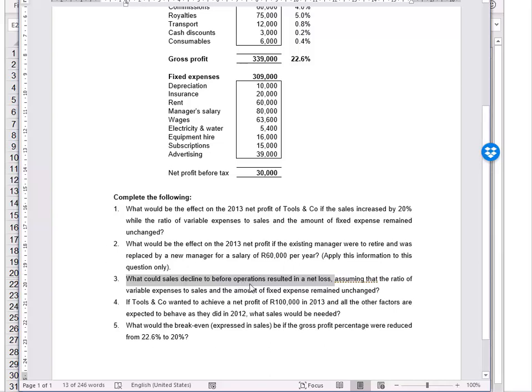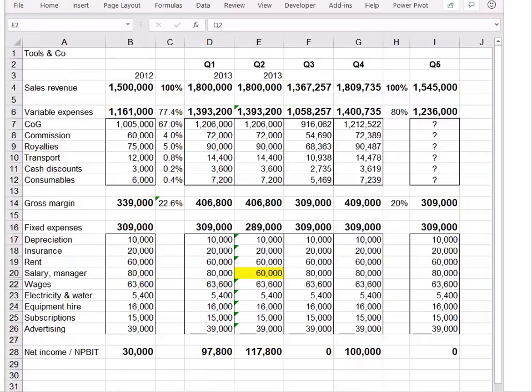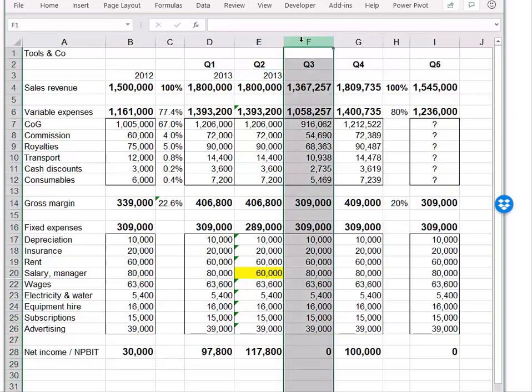Assuming the ratio of variable expenses and the amount of fixed costs remain unchanged, they're just saying use the existing data. So let's see what's happening for question 3. There's the profit of 0 just before we make a loss. Here are our fixed expenses, and we know at break-even the gross profit is equal to the fixed expenses.